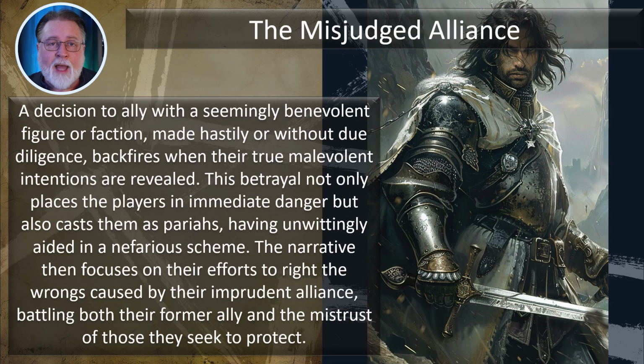The Misjudged Alliance. A decision to ally with a seemingly benevolent figure or faction, made hastily or without due diligence, backfires when their true malevolent intentions are revealed. This betrayal not only places the players in immediate danger, but also casts them as pariahs, having unwittingly aided in a nefarious scheme. The narrative then focuses on their efforts to right the wrongs caused by their imprudent alliance, battling both their former ally and the mistrust of those they seek to protect.